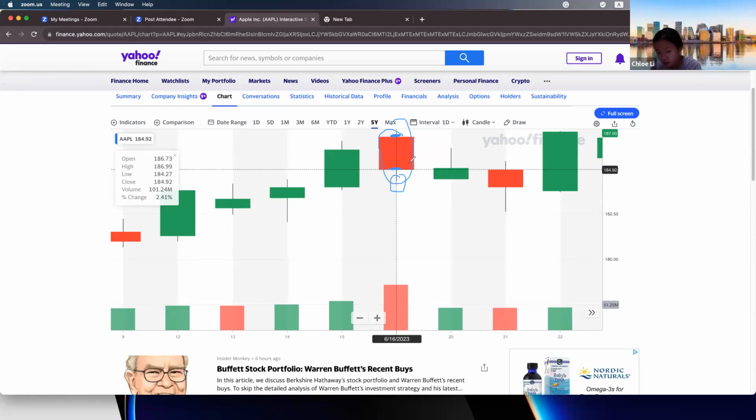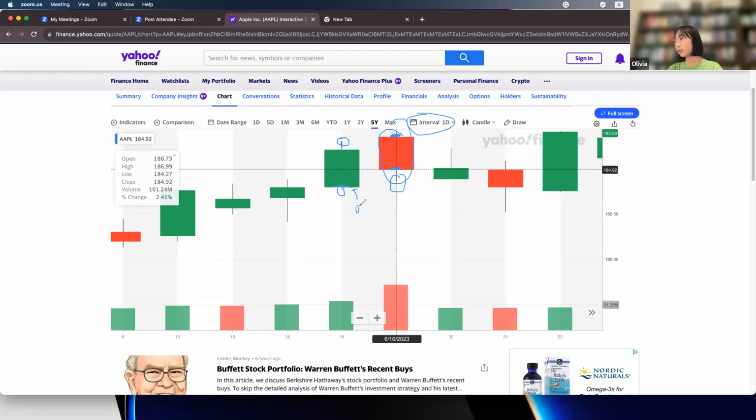Because you can see here, for example, this is the highest point over that time period, which happens to be 1 day. See the intervals? And this is the lowest price that day. This is a positive candlestick, which means this is the opening price. And since it gained money that day, since it's green, this is the closing price.